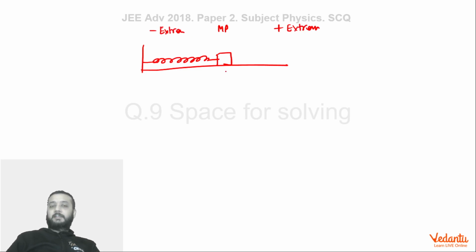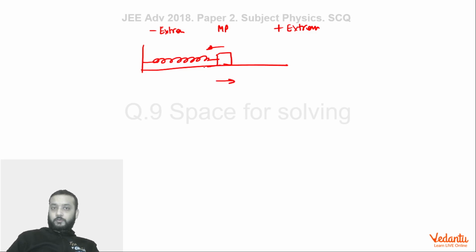Now let's say the block is performing SHM. The moment the block reaches this position, and let's say it's going in the negative x direction, it's about to go in this direction. What happens here? The velocity is maximum. Now the moment the block crosses this position, as it comes slightly to the left, force will start acting in the positive x direction. So the direction of force is this.